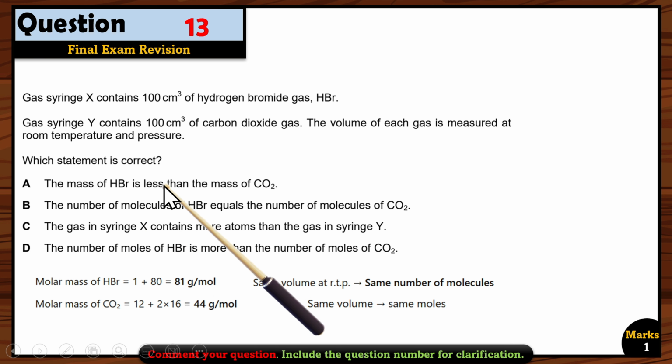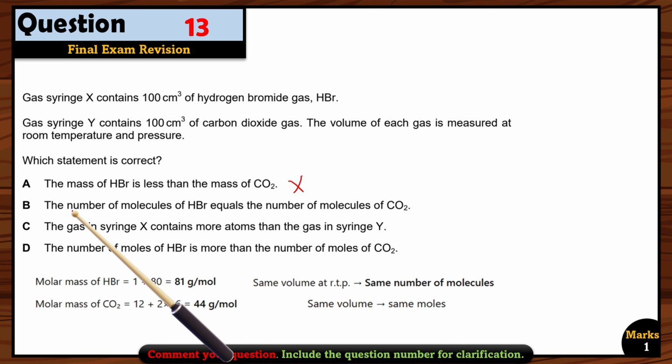The mass of HBr is less than the mass of carbon dioxide. How will you know? You just have to calculate from your periodic table and you will see the molar mass of HBr. It's 81 grams. The molar mass of carbon dioxide is 44 grams. So of course HBr is more, it's not less. So option A is wrong.